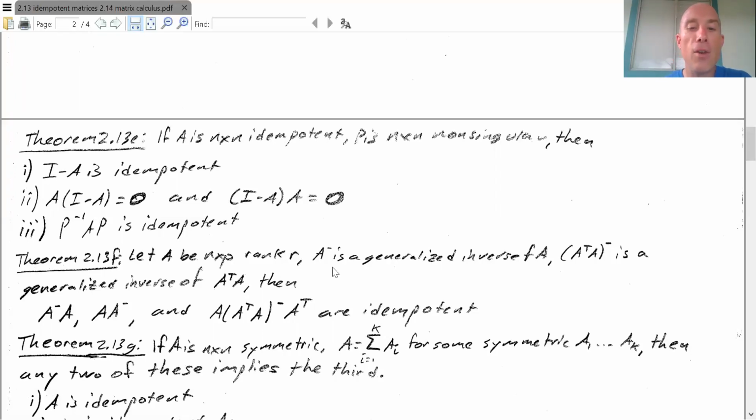Let's say A superscript negative sign is the generalized inverse of A, and that (A transpose A) superscript negative sign is the generalized inverse of A transpose A. Then all three of these matrices are also idempotent: the generalized inverse times A, A times the generalized inverse, and now this looks exciting, A transpose A generalized inverse in the middle with A transpose on each side. This whole thing is also idempotent. We're going to use this one later in the semester.